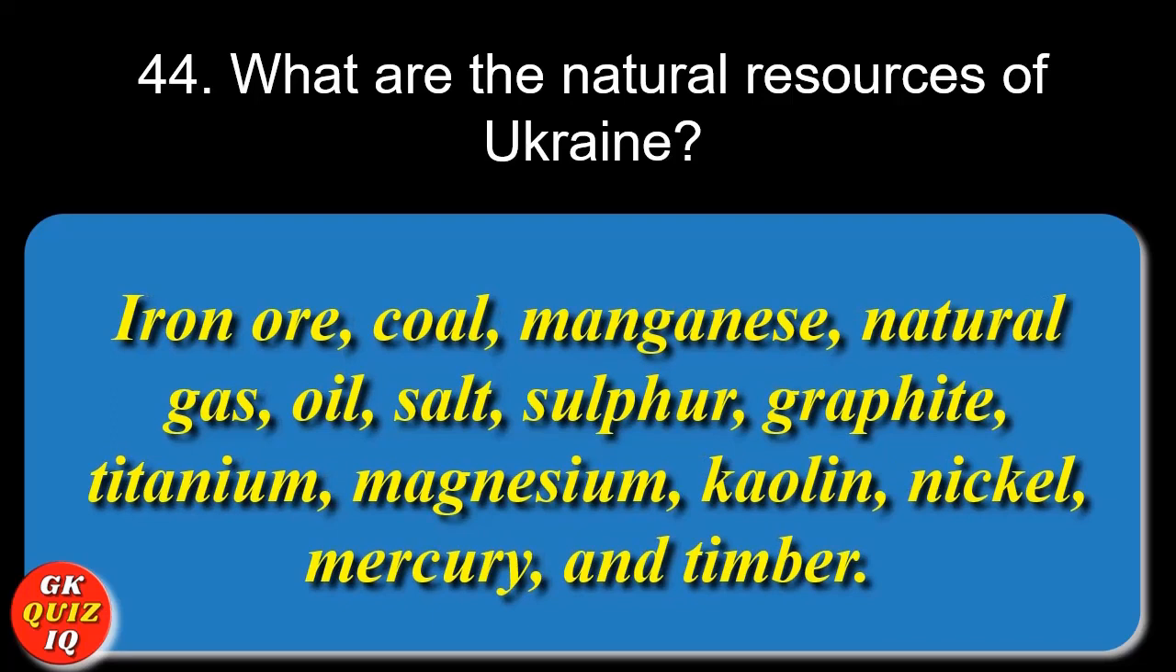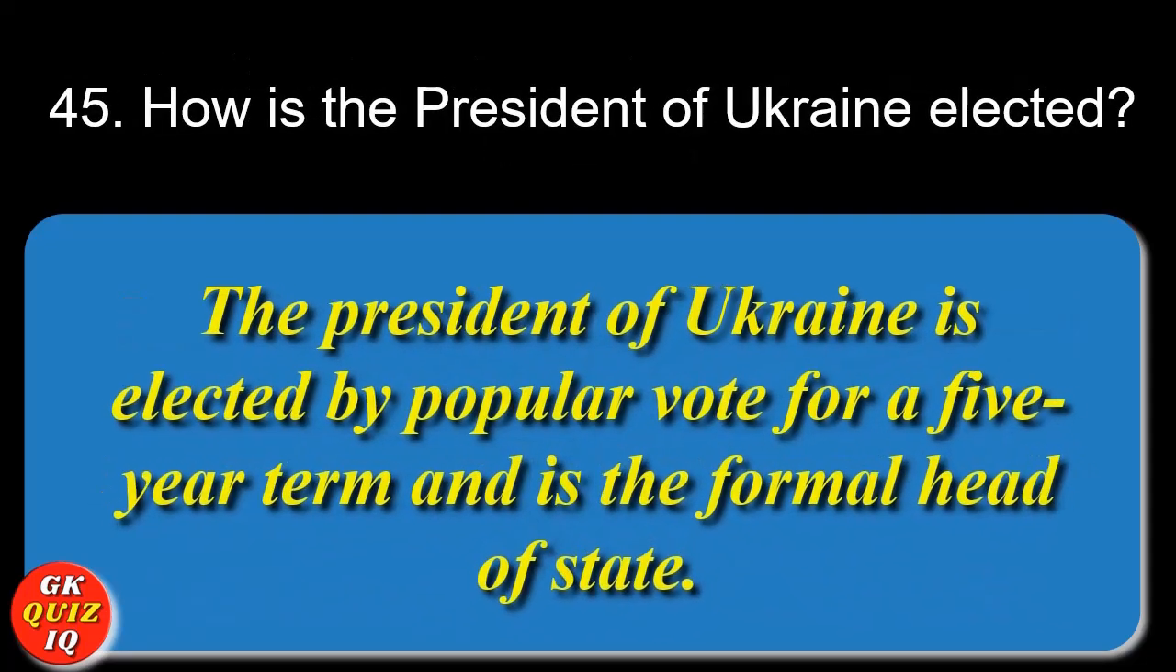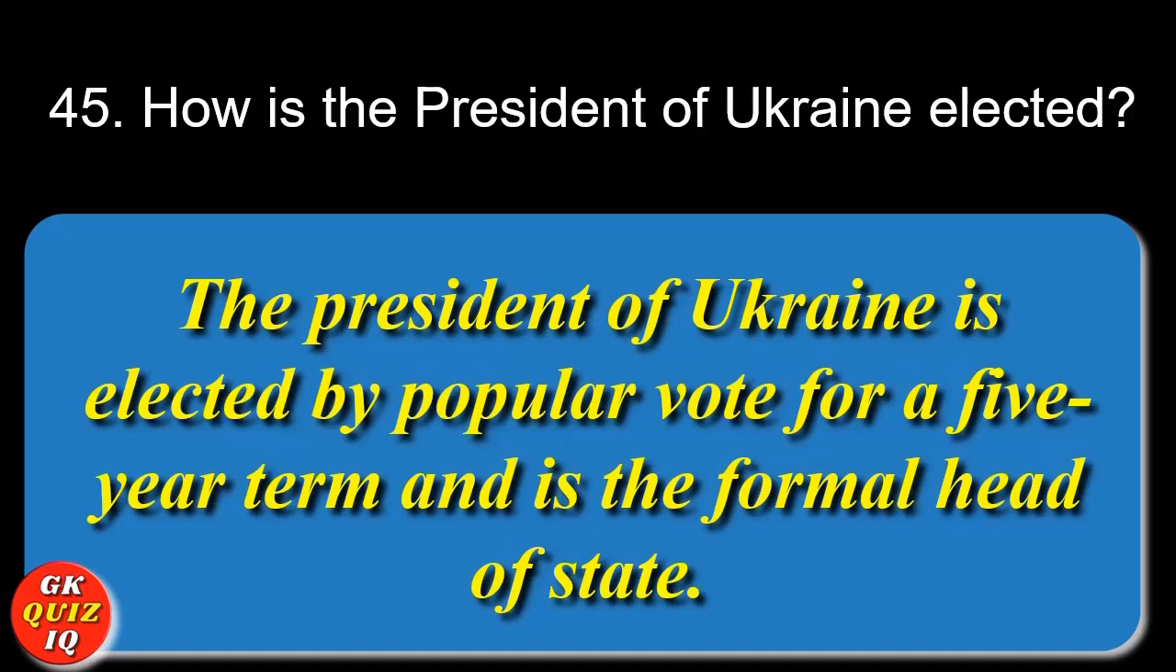What are the natural resources of Ukraine? Iron ore, coal, manganese, natural gas, oil, salt, sulfur, graphite, titanium, magnesium, kaolin, nickel, mercury, and timber. How is the president of Ukraine elected? The president of Ukraine is elected by popular vote for a 5-year term and is the formal head of state.